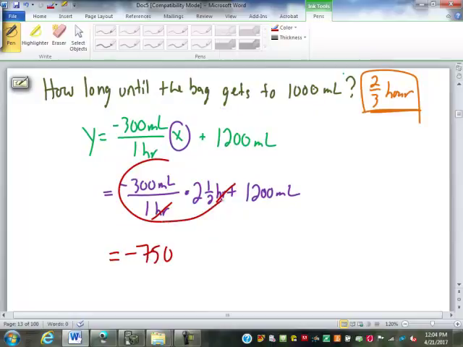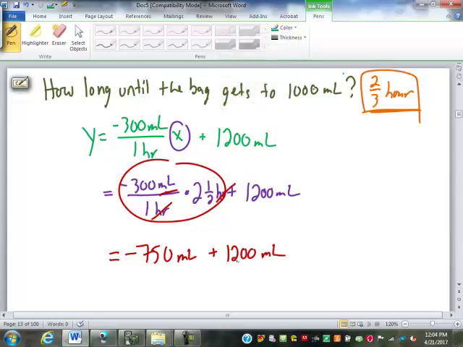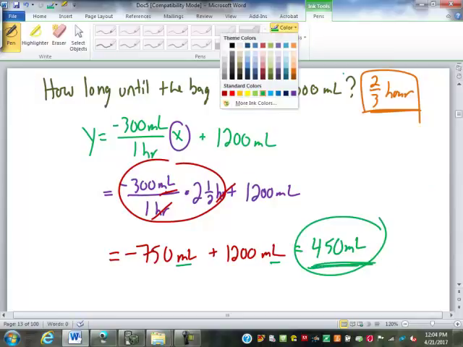So that multiplies out to be negative 750 milliliters, because the hours have canceled out. Milliliters are the only units left, plus 1,200 milliliters. Well, negative 750 plus 1,200, they have the same unit, so we can add them. Negative 750 plus 1,200 is 450 milliliters. So at 2.5 hours, there would be 450 milliliters left.